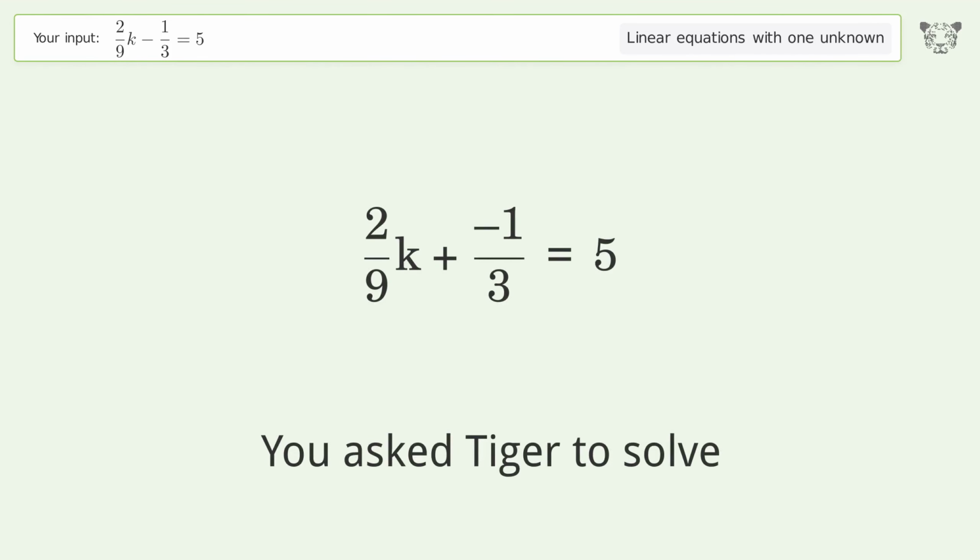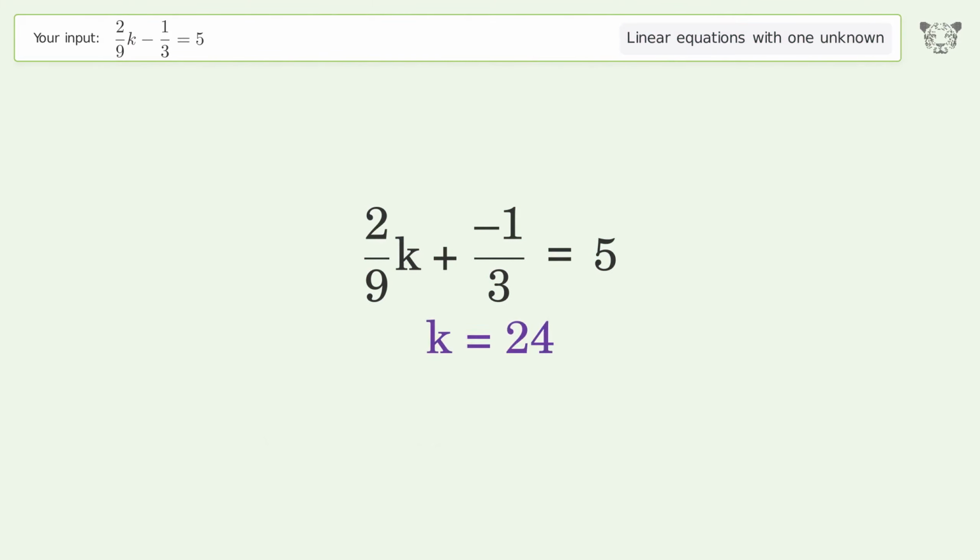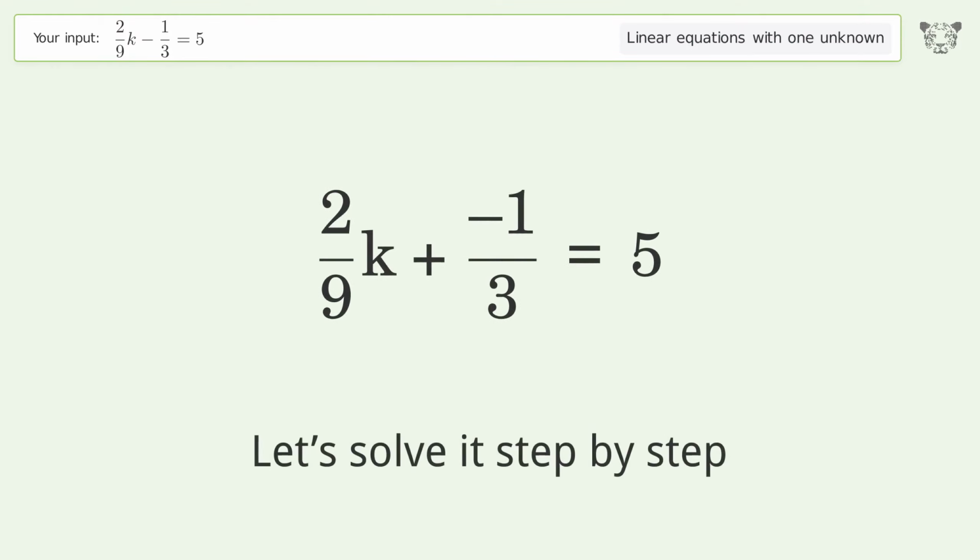You ask Tiger to solve. This deals with linear equations with one unknown. The final result is k equals 24. Let's solve it step by step.